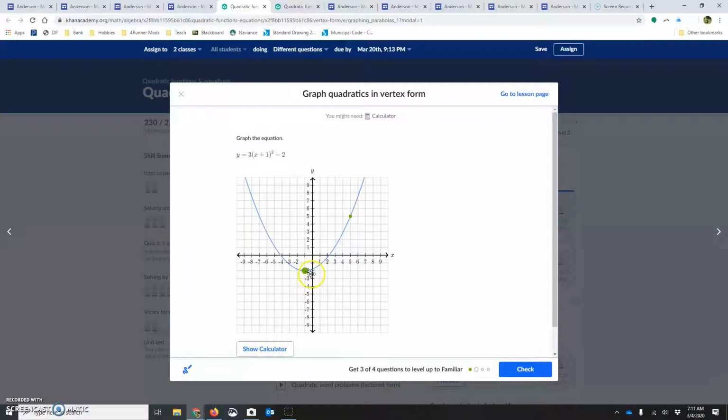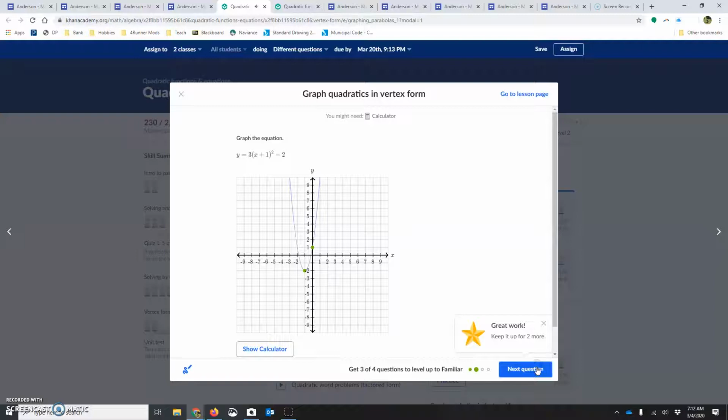And then what I'm going to have you do is plot the point to the right. Whatever number's to the right of our vertex is 0. Plug in 0 and see what number comes out. So 0 plus 1 is 1. 1 squared is 1. 1 times 3 is 3. 3 minus 2 is 1. Positive 1, not negative 1. And we can see that it's going up skinnier, and that's what that 3 out in front is for. It's to make our graph go up.